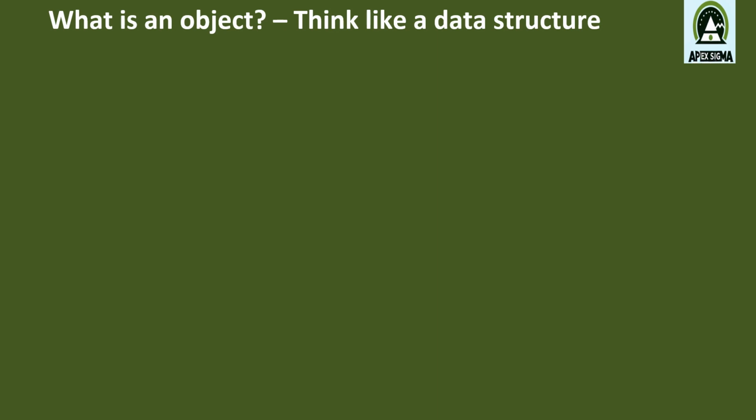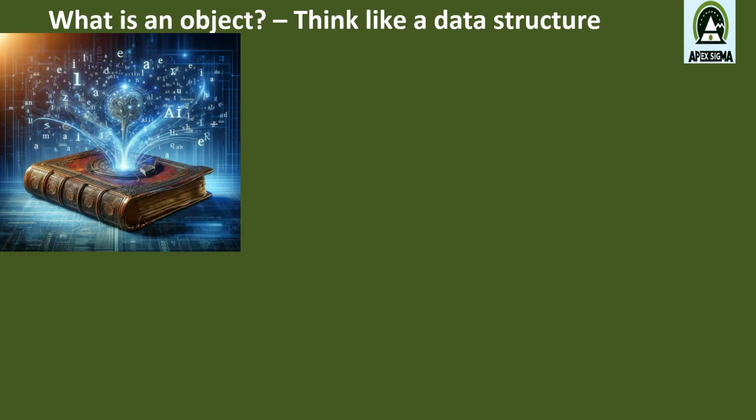Think of an object like a data structure. Let me simplify it a little more. Consider it like a book. If you can see here, this is a book which has all the information contained within it. Similarly, an object is an abstraction of something, and that something has some information contained within it.